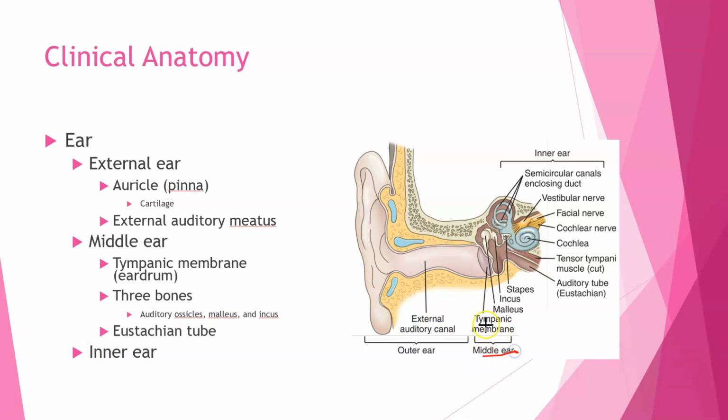middle ear is specifically the tympanic membrane, the three bones that make up the middle ear, which is the malleus, incus, and stapes. Okay, and these end up attaching to the inner ear, which specifically is looking at the semicircular canals enclosing duct. And then the facial and vestibular nerve goes through there.